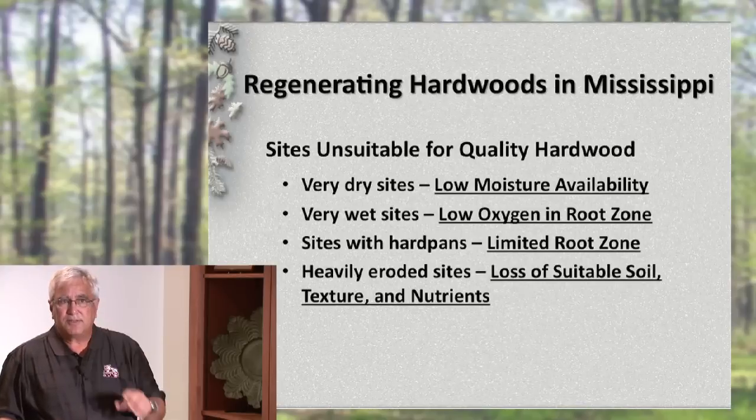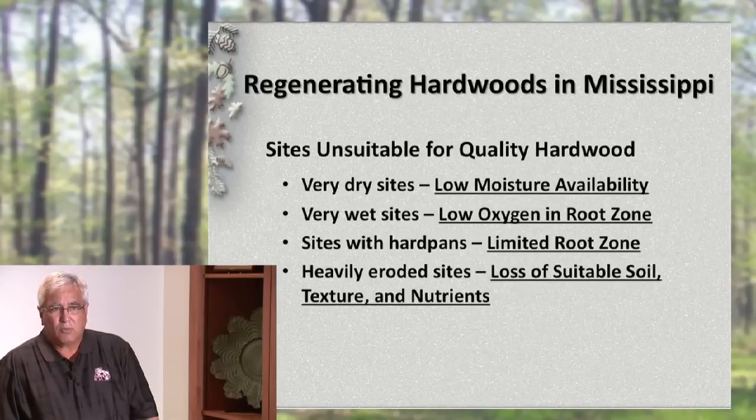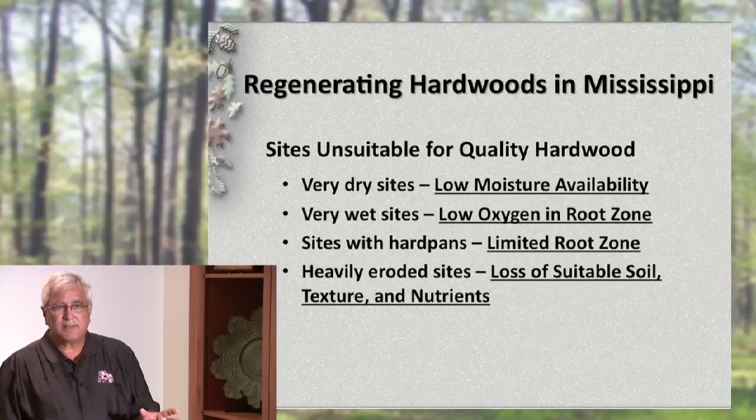So what sites are unsuitable for quality hardwoods? Well, very dry sites because of low moisture availability, or very wet sites because of low oxygen in the root zone. Sites with hard pans will limit the root zone as well. Heavily erodible sites, you have a loss of suitable soils and texture as well as nutrients. What you're seeing here is a loss of material in the actual rooting zone of the plant. So we need rather good soils for those high quality types of hardwoods.